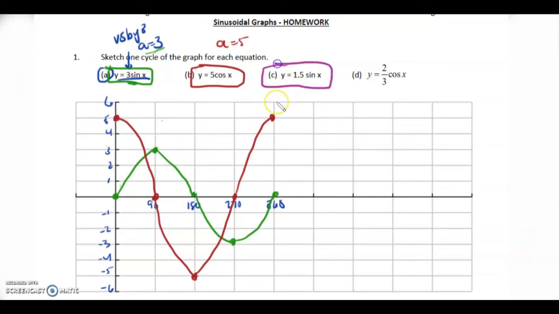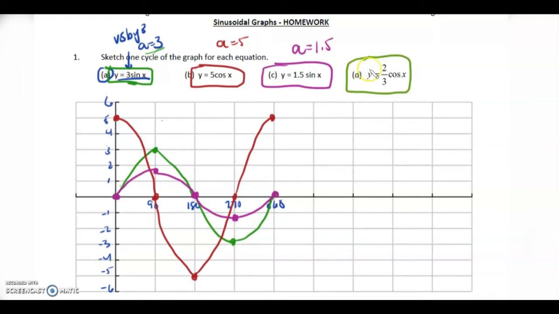Okay? Y equals 1.5 sine x. Well, we know the amplitude for this one is 1.5. Sine starts on the equation of axis and starts by increasing. So we're going to go up first to 1.5 and down by 1.5, down by 1.5, and then up by 1.5. And it's supposed to be yellowish.